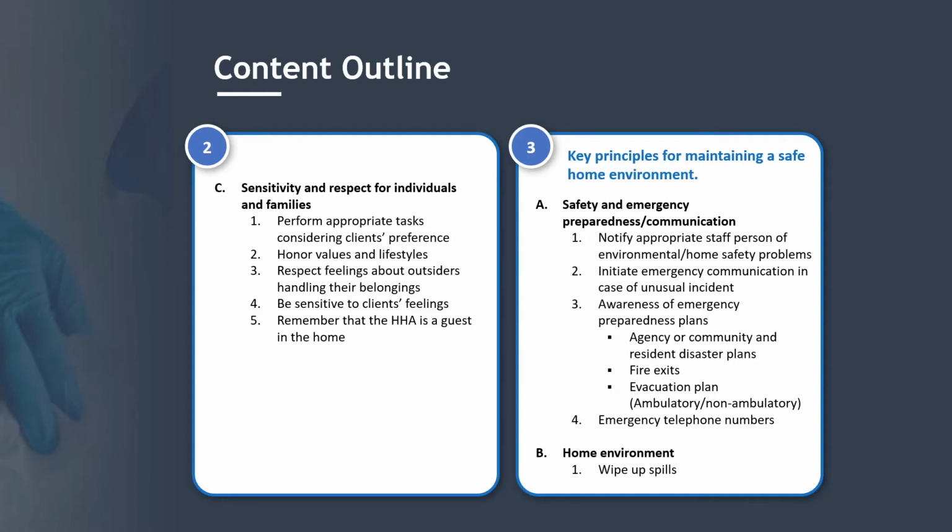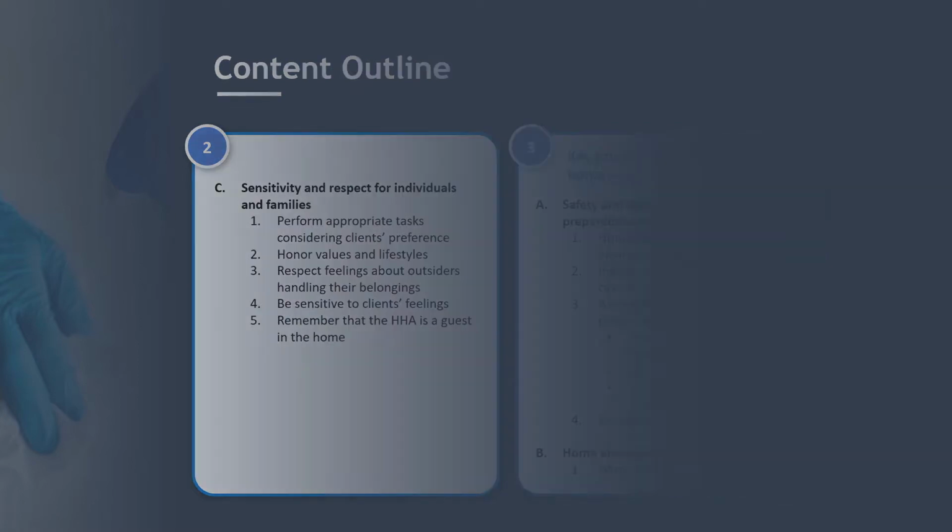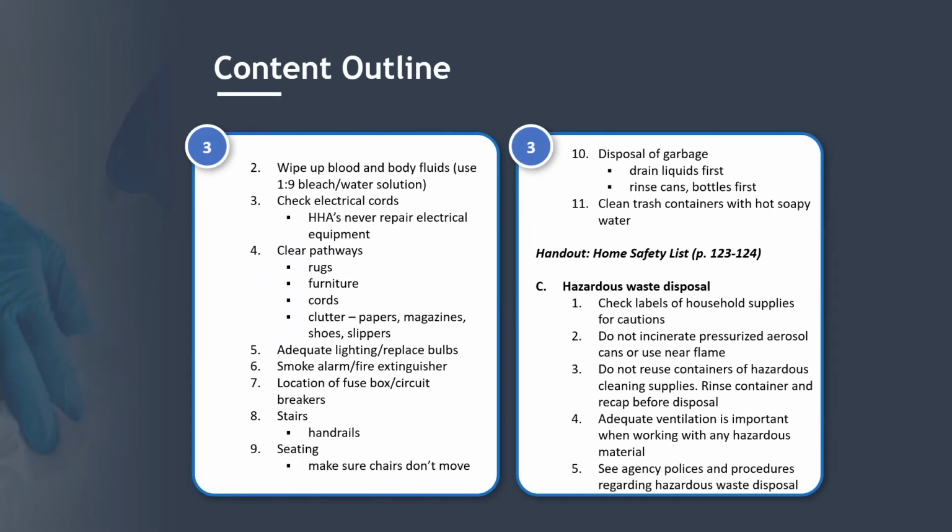Awareness of emergency preparedness plans. Agency or community and resident disaster plans. Fire exits. Evacuation plans, ambulatory and non-ambulatory. And emergency telephone numbers. B. Home environment. Wipe up spills. Wipe up blood and bodily fluids using a 1 to 9 bleach-to-water solution.